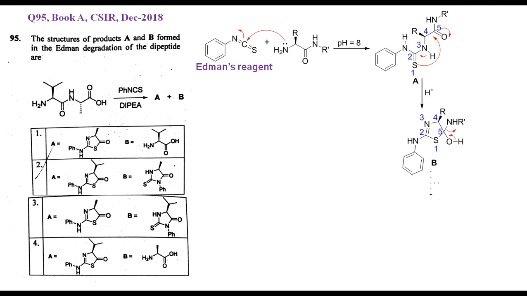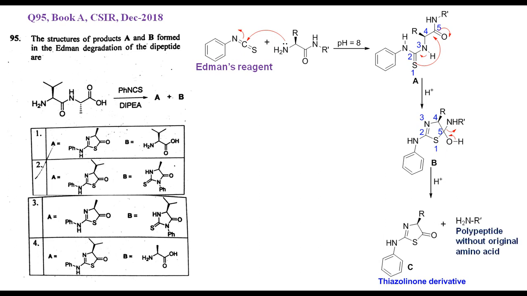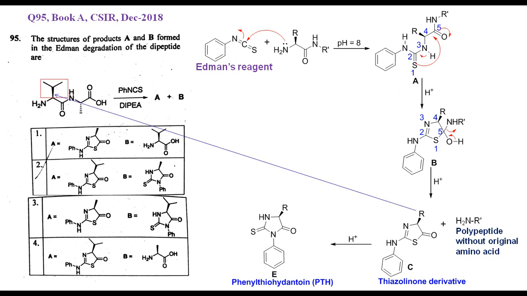Species B eliminates the N-terminal amino acid as a thiazolinone derivative, resulting in a polypeptide R'(NH2) that doesn't have the original amino acid. The thiazolinone derivative rearranges in dilute acid to a more stable phenyl thiohydantoin. In the given example, R is equal to isopropyl and R prime is equal to 2-propanoic acid group. So, option number 4 will be the right option.